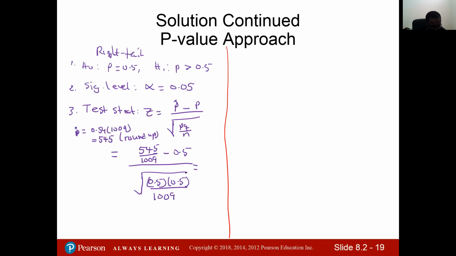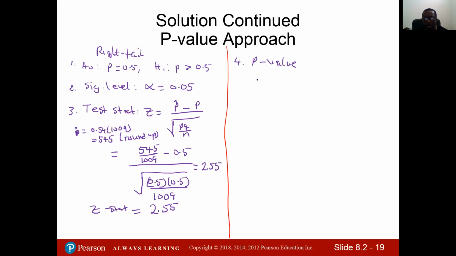Now, if you compute this and evaluate it correctly, you will have 2.55. So this is my test statistic. So my Z statistic is 2.55. Okay, so that is step 3. Now step 4, calculate the p-value.